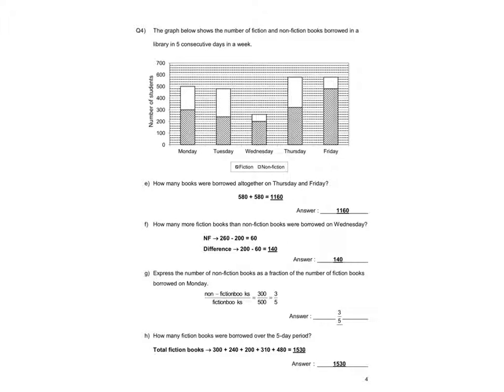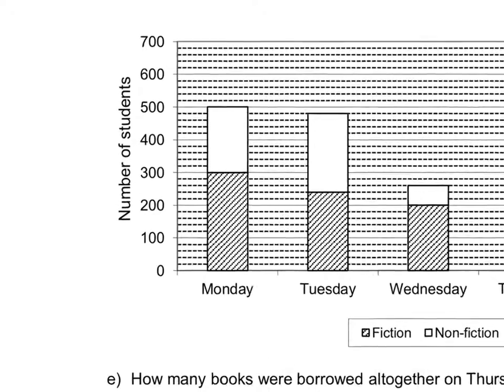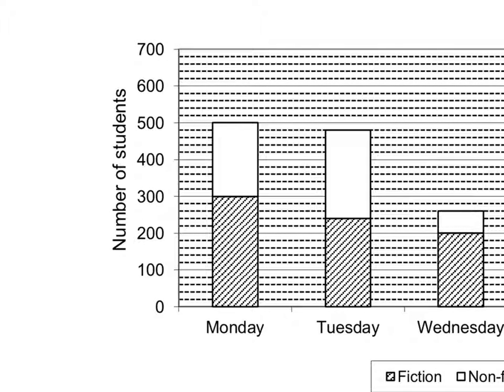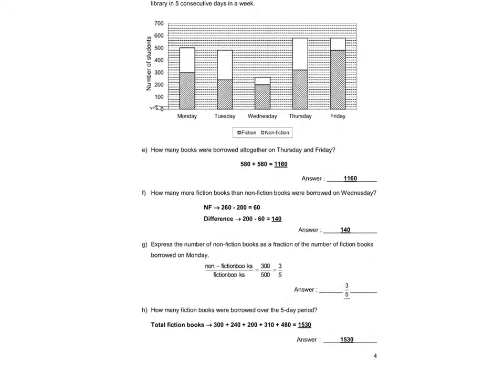Let's take a look at this stack bar graph question. In this case, it is a bit more difficult because the scales are different. Let me just explain again. As you can see from here, 5 of this space, 1, 2, 3, 4, 5, make up 100. So each one of this space is actually representing 20, correct? So 5 times 20 equals 100. So let us come back here again.